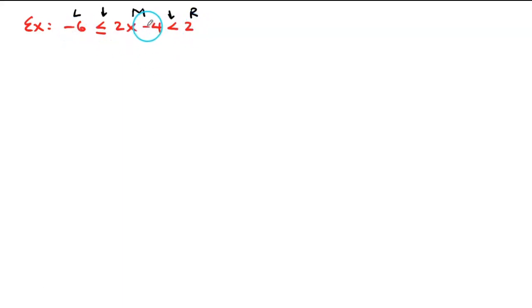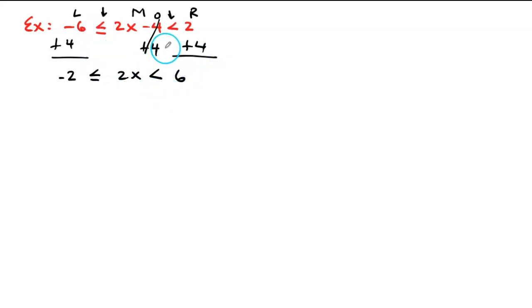Let's start. Cancel the 4, which is negative, so add 4 in the middle, in the right, in the left. -6 plus 4 gives me -2. Bring down the 2x, keep the same inequality. The 4's will cancel, -4 plus 4 is 0. And then I have 2 plus 4, which is 6. Keep the inequality symbols the same direction.